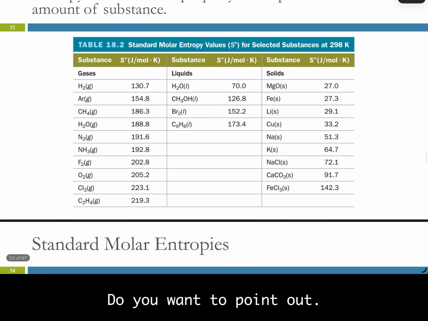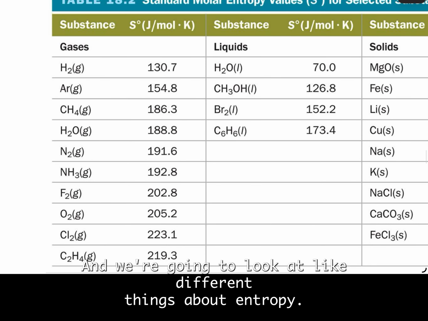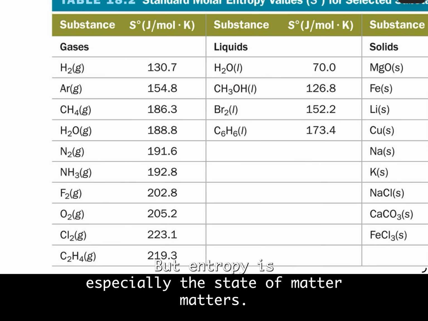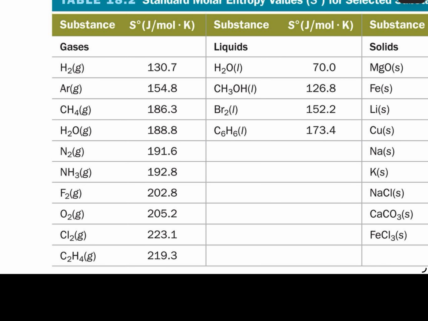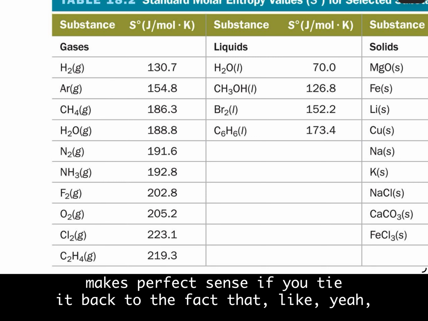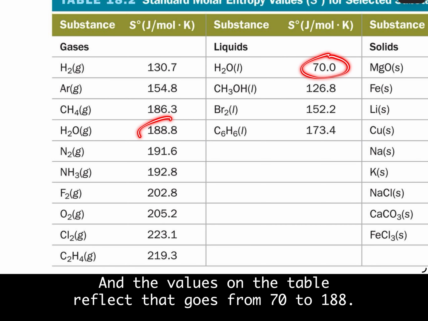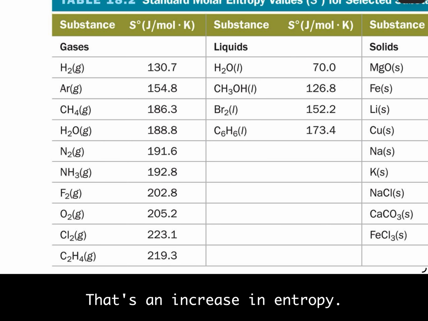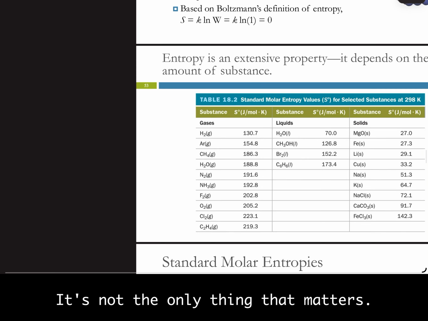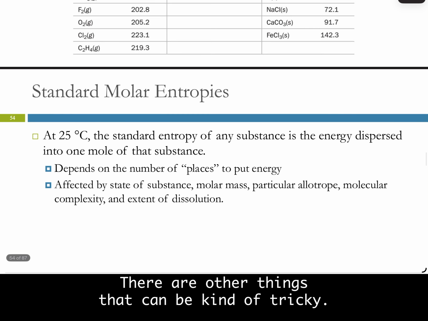Do want to point out, and we're going to look at different things about entropy, but especially the state of matter matters. Which makes perfect sense if you tie it back to the fact that we talked about water going from a liquid to a gas increases entropy, and the values on the table reflect that. It goes from 70 up to 188. That's an increase in entropy. It's not the only thing that matters. There are other things that can be kind of tricky.